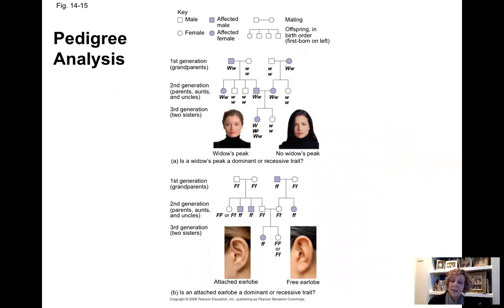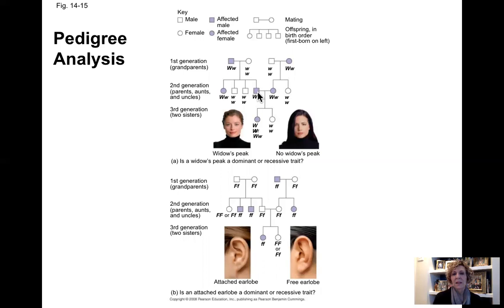So pedigree analysis, you've seen this before when you were a freshman. This is a way to kind of see different inheritance patterns. The thing that you need to look at with pedigree analysis, you've got to look at the key, okay? Because they're all different. Mating, though, is always a horizontal line, and offspring is a vertical line. All right, but you have to look at the key. In this particular key, a normal male is going to be just a blank square, and a normal female is going to be a round blank, a round shape. An affected male is going to be purple, and an affected female is going to be dark, but it would depend.